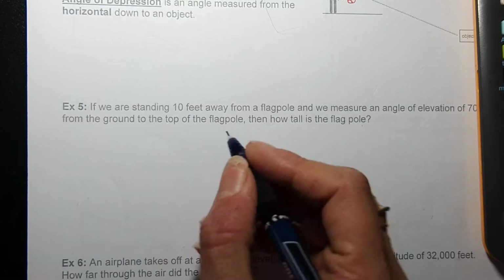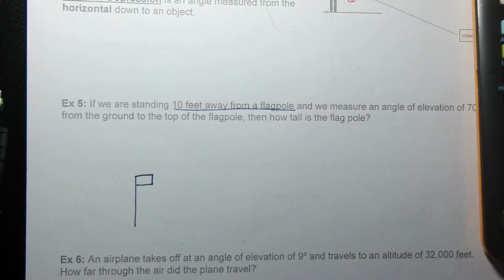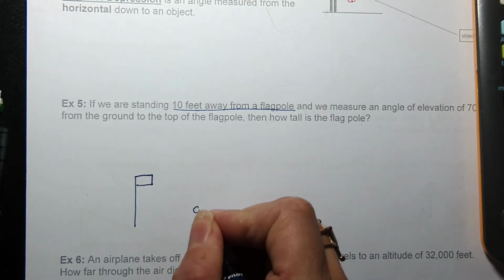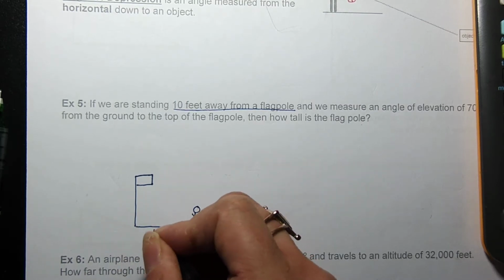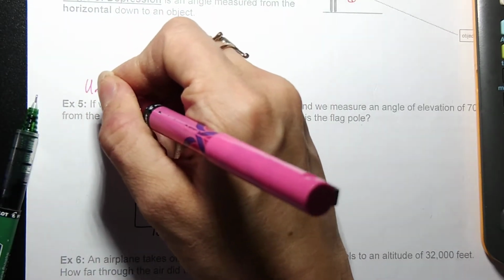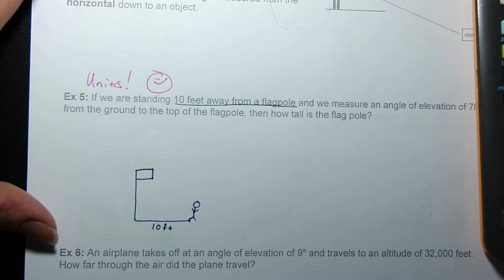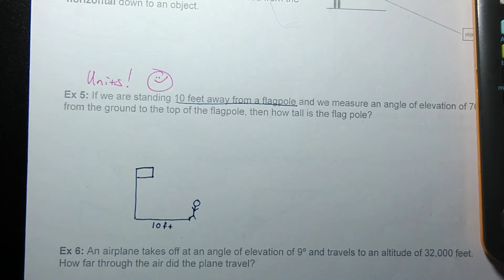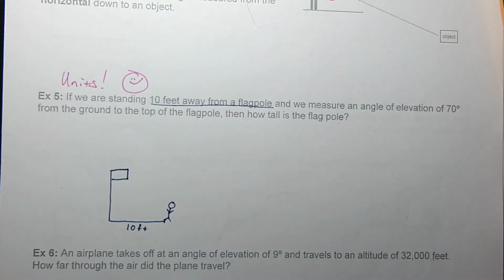We are standing 10 feet away from a flagpole. So here's a flagpole. I am 10 feet away from it. Also, make a little note that says units here, because we need to be very sure that on these story problems, we are using our correct units. So that's our diagram so far. We are 10 feet away from a flagpole. It says we measure an angle of elevation of 70 degrees from the ground.